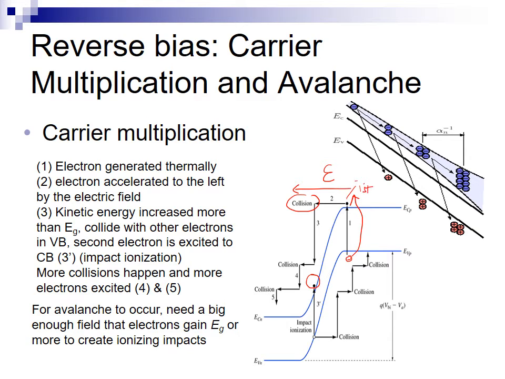If the second electron has enough energy to induce impact ionization, more electron and hole pairs are created, and this will increase the reverse bias current. If the electric field is large enough, more and more collisions and impact ionization happen, and a lot of electron and hole pairs are created. That will create a large current under reverse bias. This phenomenon is called avalanche.